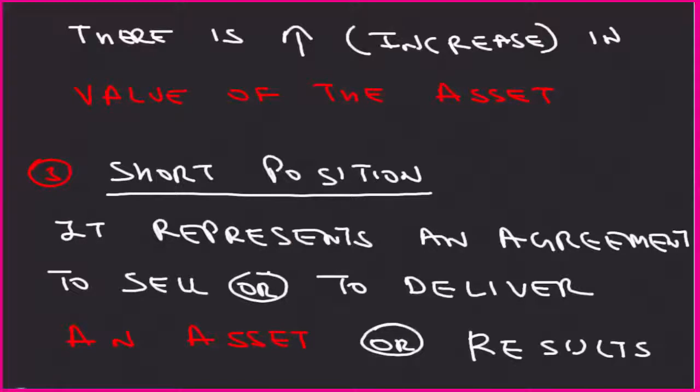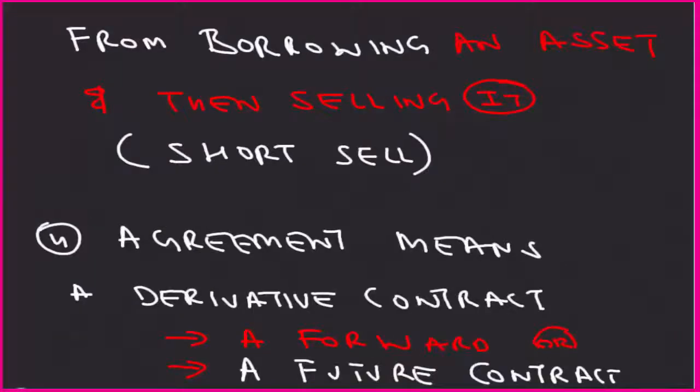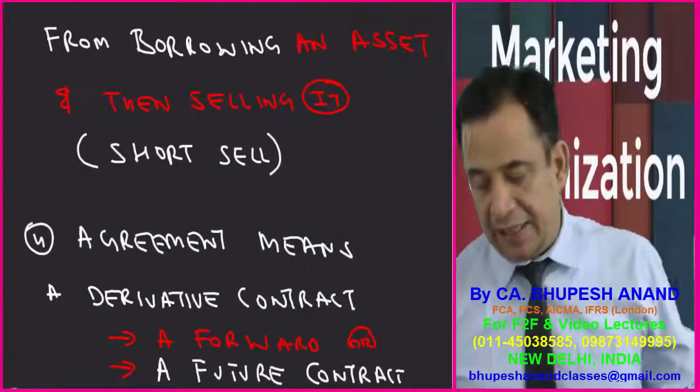It means I am of the view of bearish in nature, that this stock will decline. So today I am entering into a selling contract because today it is worth $150. An agreement to sell an asset or to deliver an asset, or results from borrowing an asset from the broker and then selling it. All these are short positions. An agreement means a futures contract or a forward contract, that is a derivative contract.